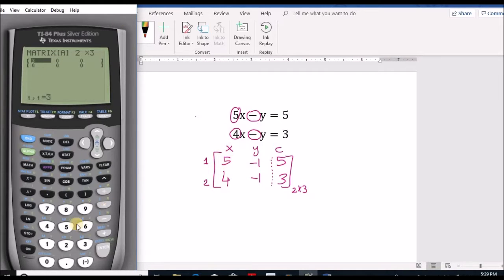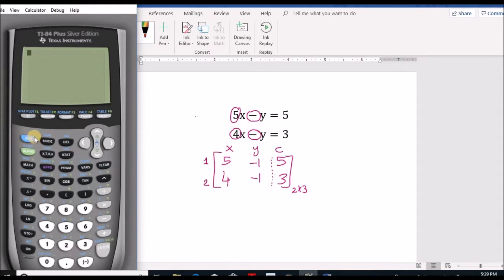So the first number is 5, and then -1, and then 5. The next row is 4, -1, 3. You notice here that I made a mistake, so I'm going to go and fix it. -1 and 3. And here's another mistake right there. So here is 5, enter, make sure that the numbers are correct, and then you go second and then quit.